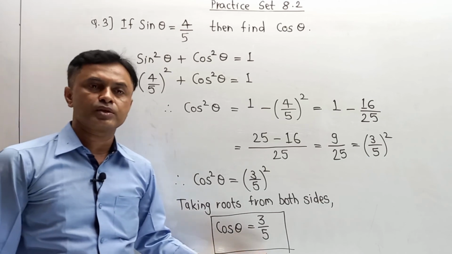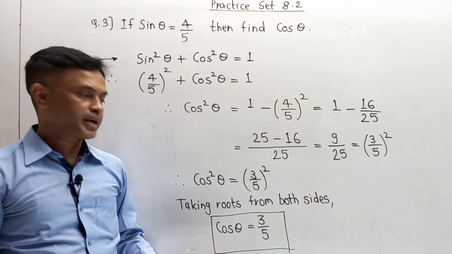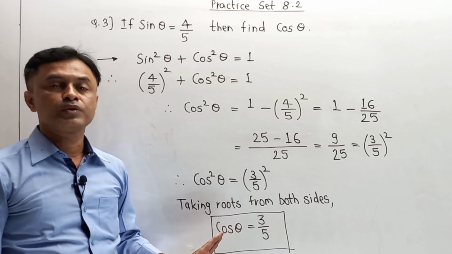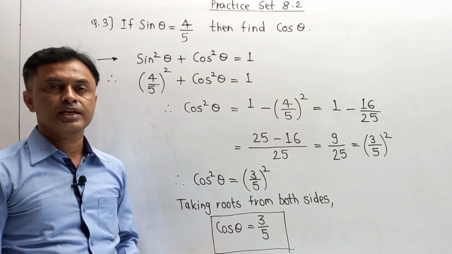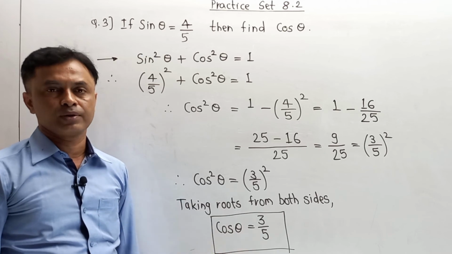Here some student may ask a question: sir, why are we not taking plus or minus as the answer? The reason is that this numerical is based between 0 to 90 degrees, means in the first quadrant, and in the first quadrant sin, cos, tan all values are positive. On that principle we take only the positive value.